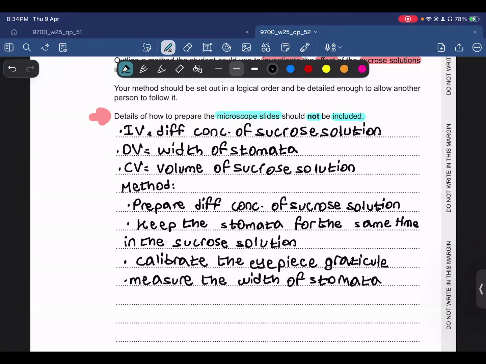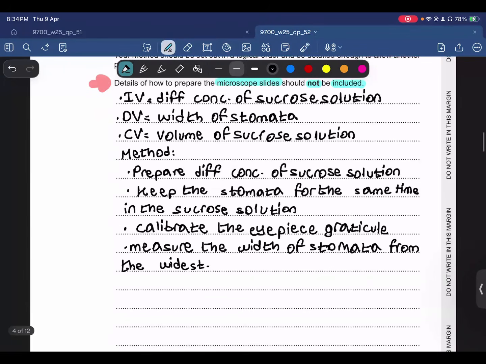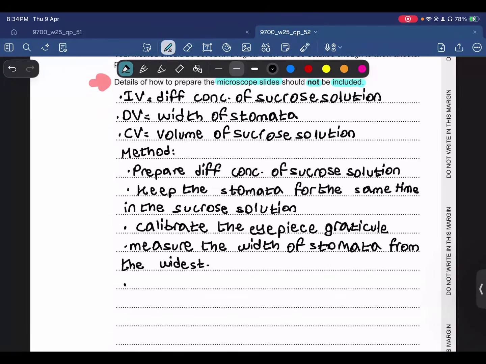So measure the width of the stomata from the widest point. Could you just repeat your repeating the experiment point? I missed that. Yeah, so we can replicate the results at least 5 times to obtain a mean and remove anomalies. So what does obtain a mean mean here? What mean value do we want to calculate? Like the width of the stomata, we could calculate a mean for that.